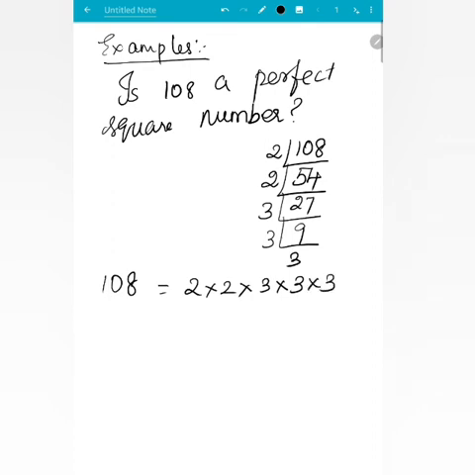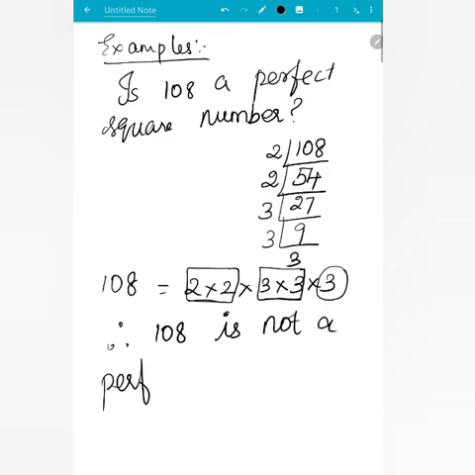See it clearly. There is a pair of 2s and a pair of 3s, but there is no pair for this last 3. Square means there should be a number 2 times. Here 2 2s are there and 2 3s are there, but for this last 3 there is no pair. Therefore 108 is not a perfect square.